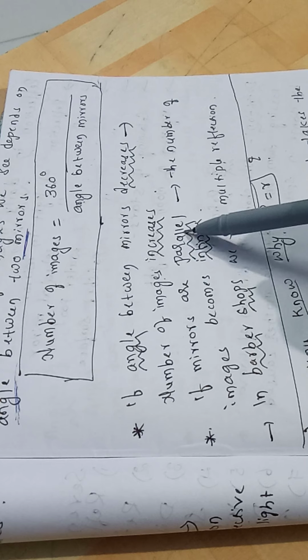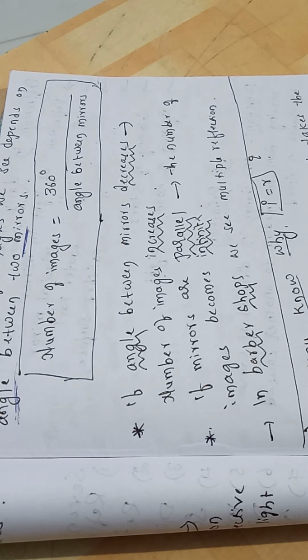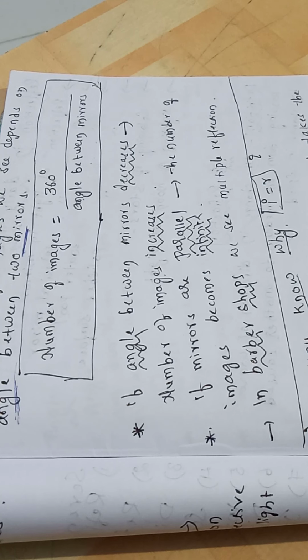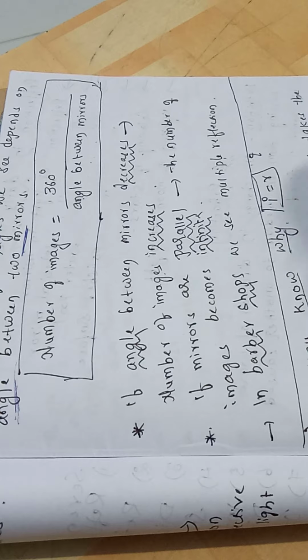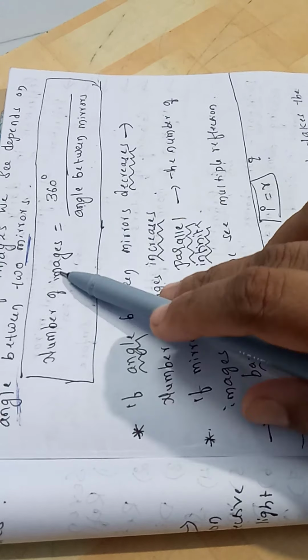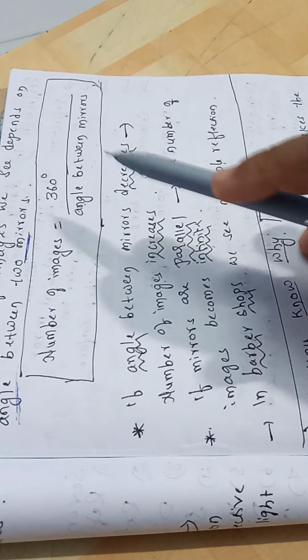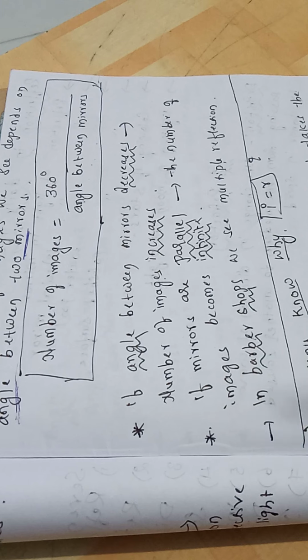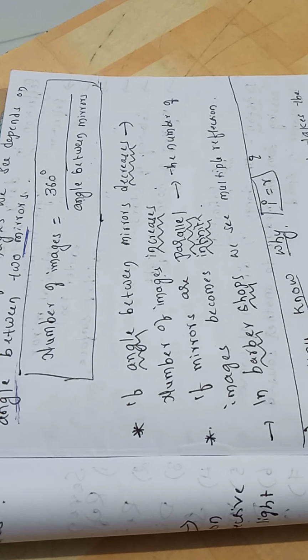If mirrors are parallel to each other without making any angle, then the number of images becomes infinite. If they make a certain angle, the number of images is inversely proportional to the angle. If the angle increases, images decrease. If the angle decreases, images increase. But if mirrors are placed parallel, then images become infinite.